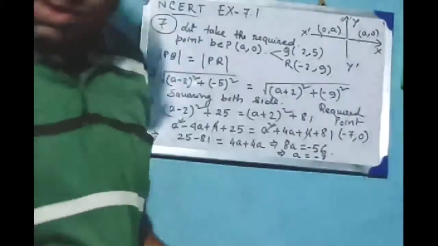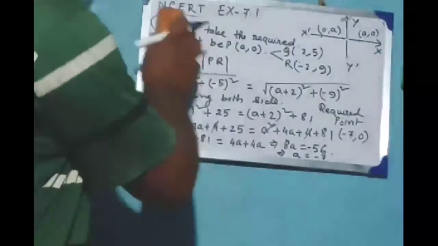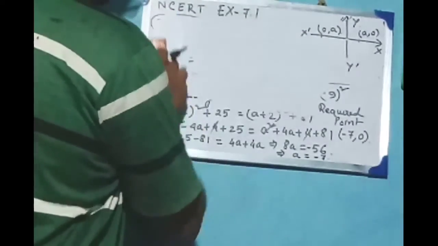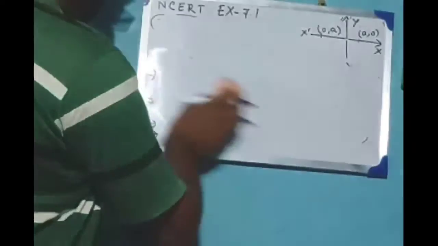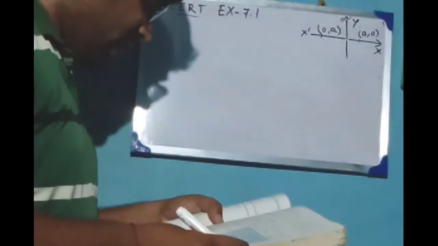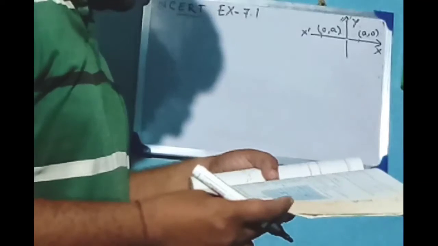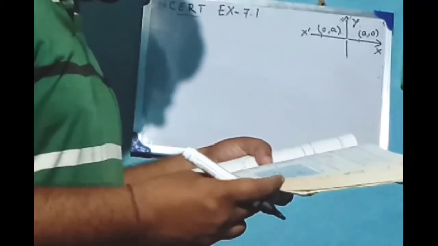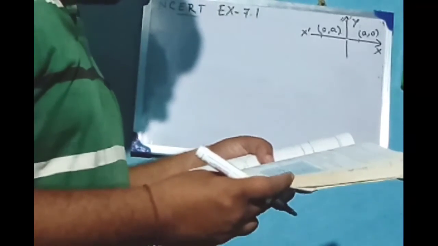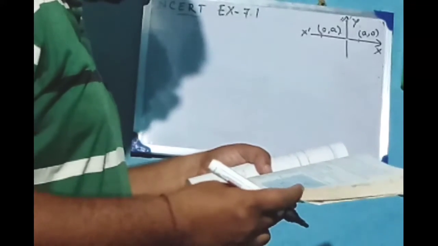Next, move to question number 8. Hope you are able to see it. In question number 8, it is given: find the values of y for which the distance between P (2, -3) and Q (10, y) is 10 units.